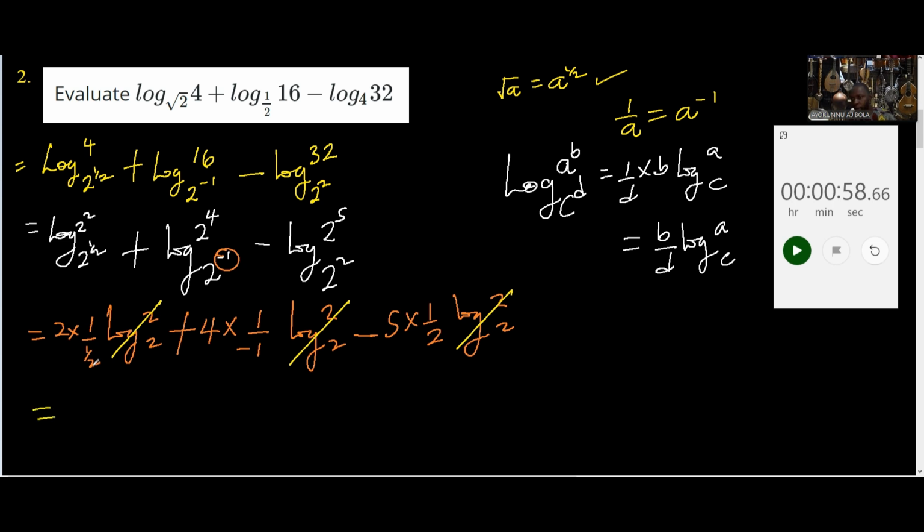Then we have the 2 times 1 over half. 1 over half is 2, so 2 times 2 is 4. Then the other side, we have negative 4. Then we have 5 times 1, which is 5 over 2. So minus 5 over 2. So we now have 4 minus 4 is 0. And your answer is minus 5 over 2 or minus 2.5.